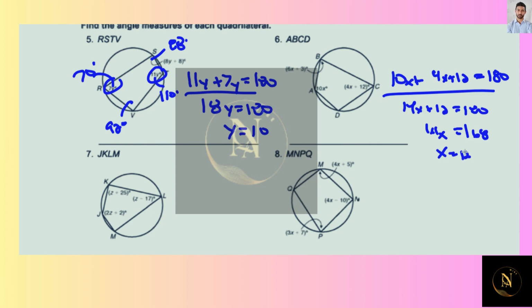If x is 12, then angle A is 10 times 12, or 120 degrees. Angle B is 6 times 12 plus 3, and 6 times 12 plus 3 is 75 degrees. And angle C is 4 times 12 plus 12, which is 60. And then angle D would be subtract from the 360 degrees that a quadrilateral has, subtract what we know. Subtract 120, subtract 75, subtract 60. Leaves us with 105. I'll leave 7 and 8 for you.